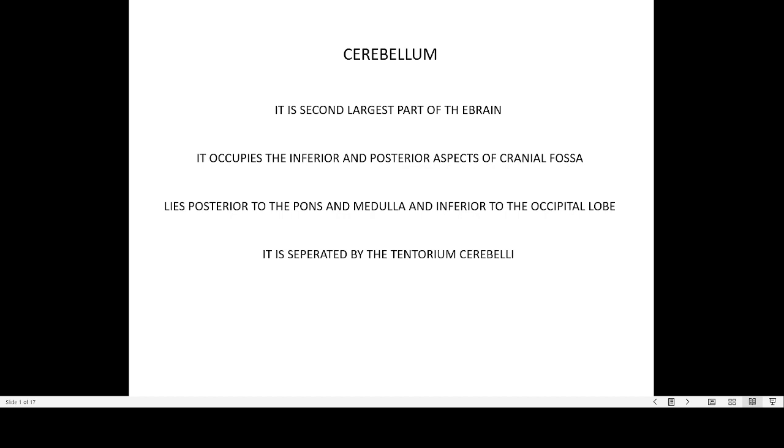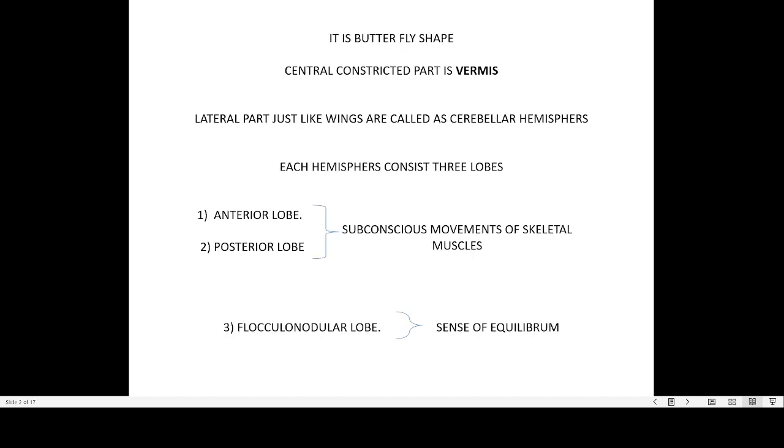There is a fold of dura mater, and that fold of the dura mater is called the tentorium cerebelli. That separates the cerebrum and cerebellum. So that is the position of the cerebellum.